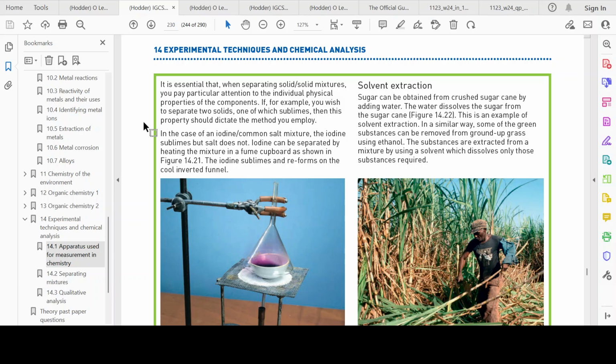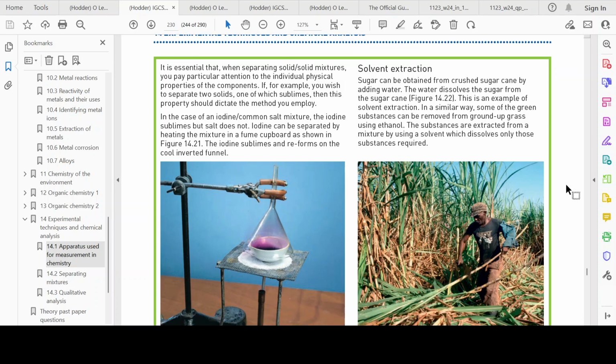So when you heat solid iodine, it sublimes and makes iodine vapors, and those iodine vapors can be condensed on an inverted filter funnel and removed or collected elsewhere. So there are other techniques as well, right?